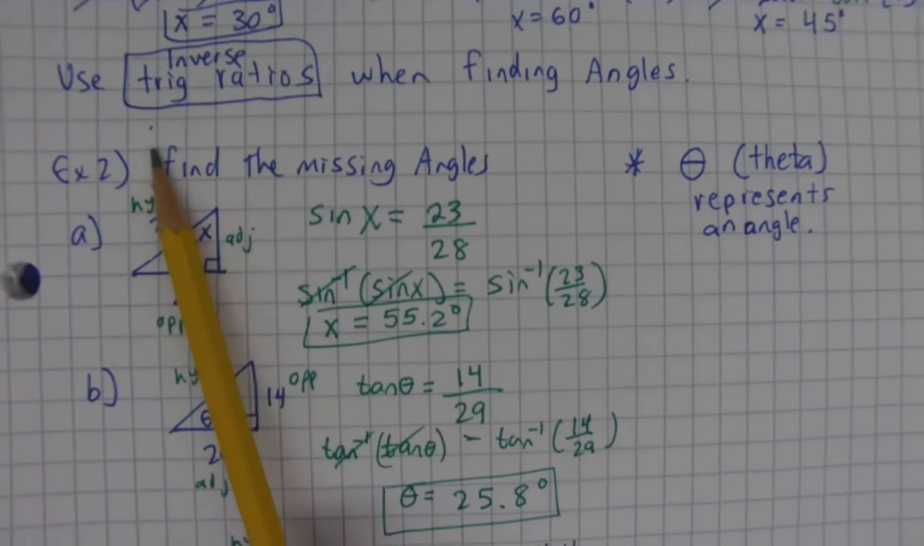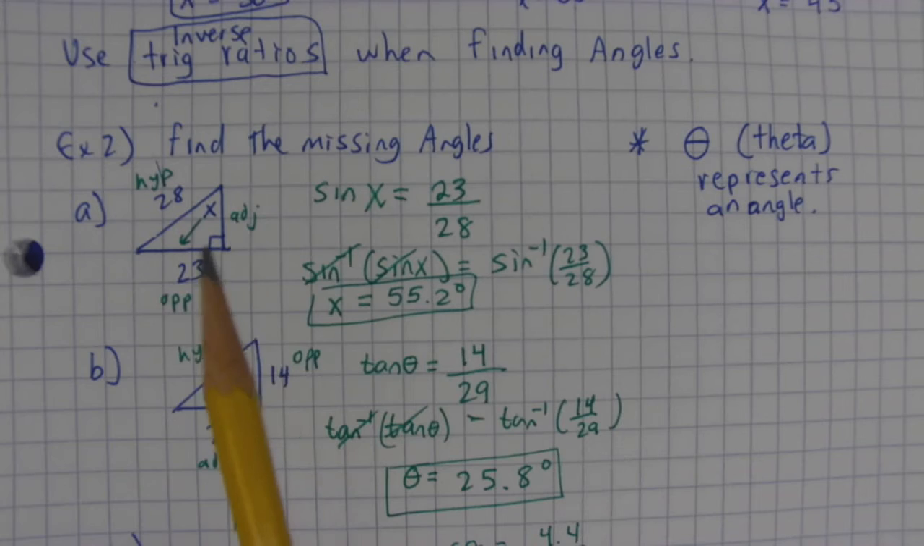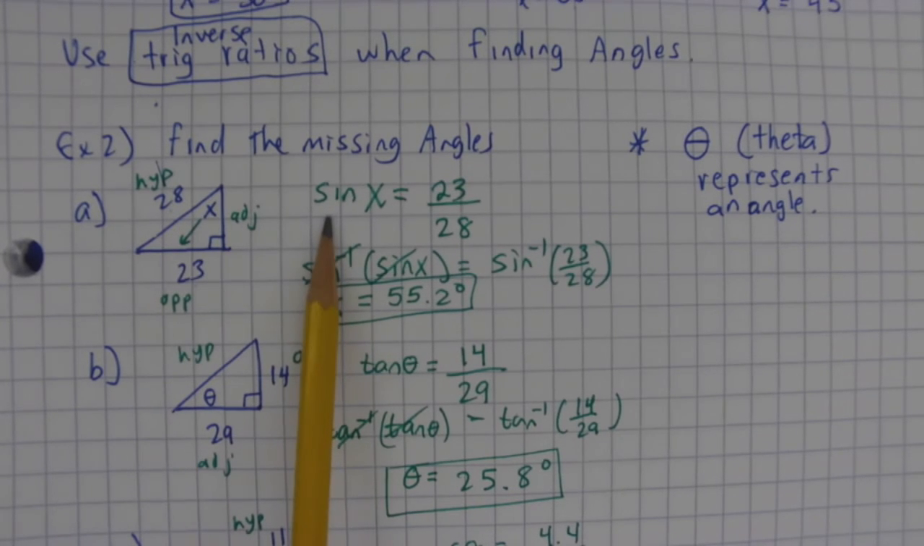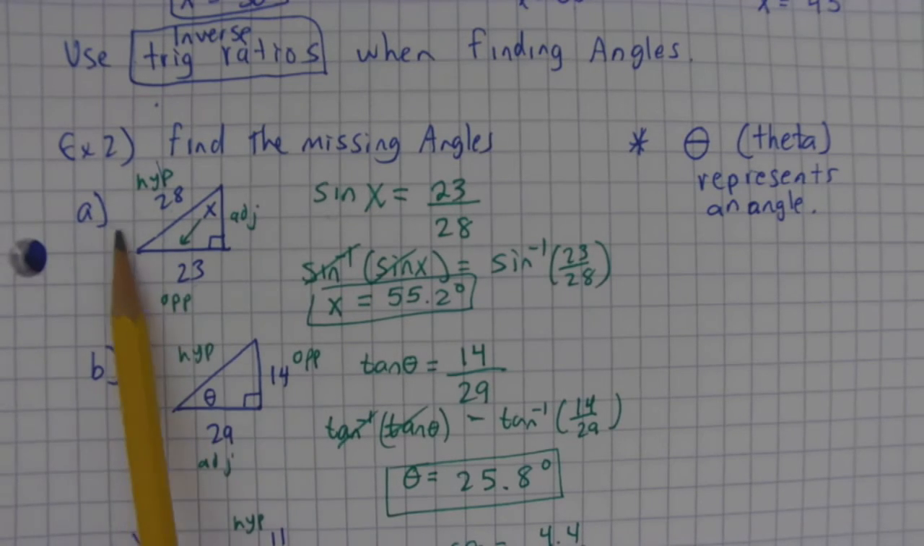Second example, find the missing angle from the picture. So in this picture, we have the angle up here, x, and we label opposite, adjacent, and hypotenuse. We figure out that we want to use the opposite and the hypotenuse because those are the numbers that they give us. Opposite and hypotenuse is sine. I remember from SOHCAHTOA, right? SOH means sine is the opposite over the hypotenuse.